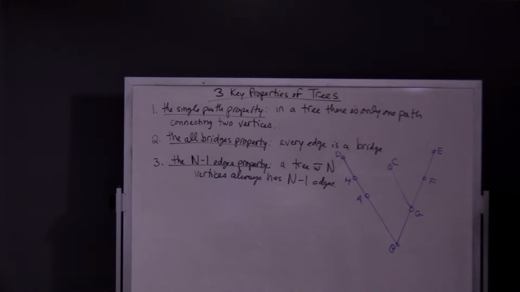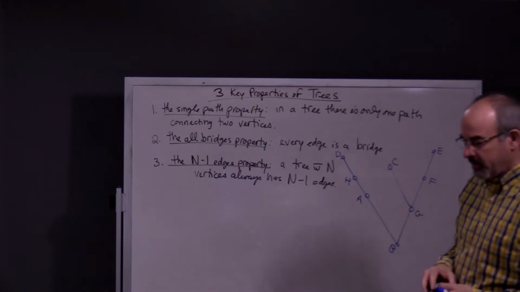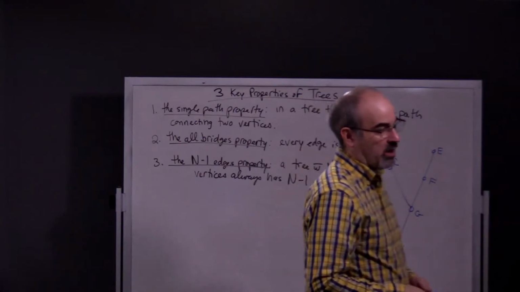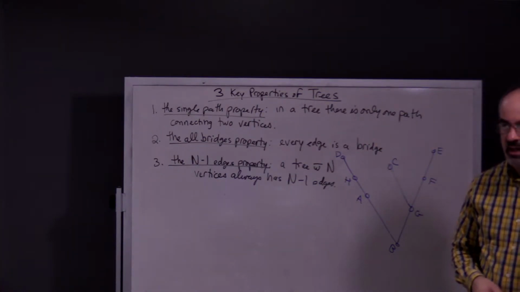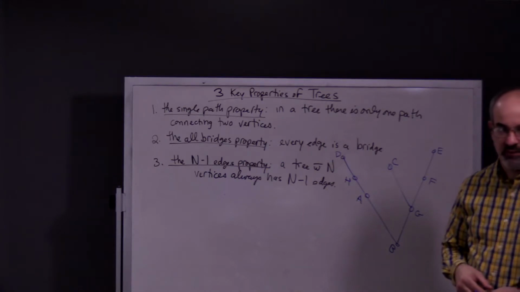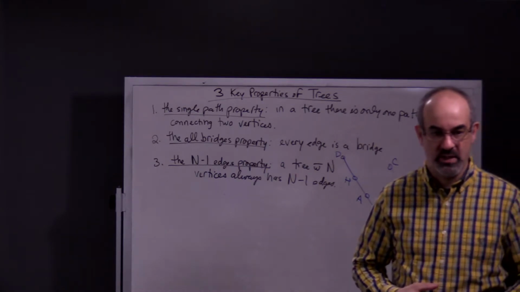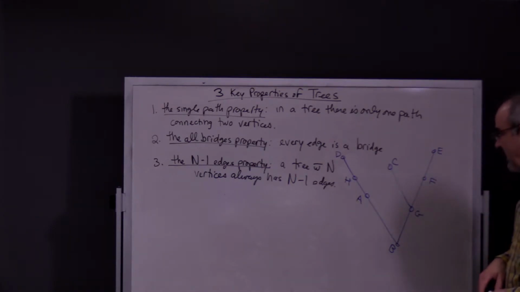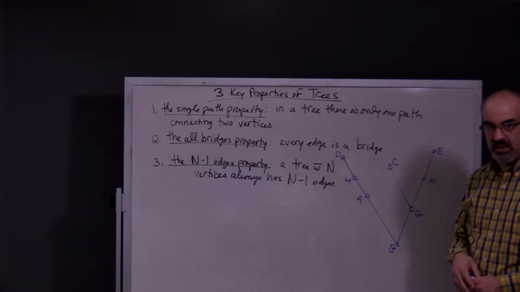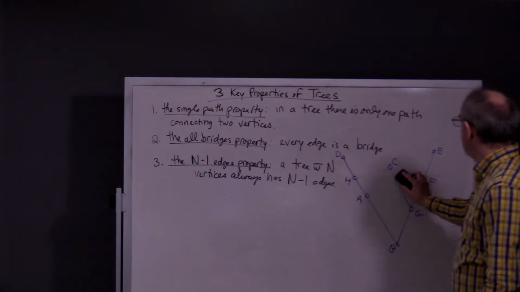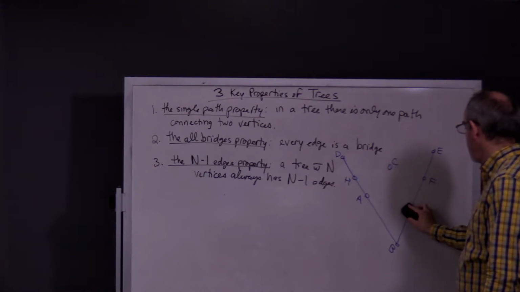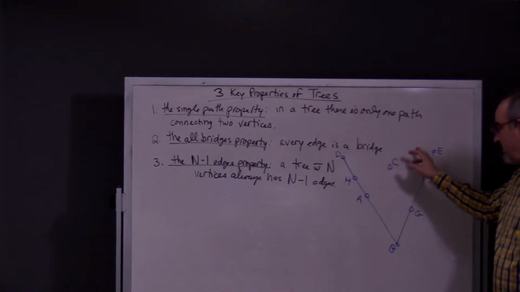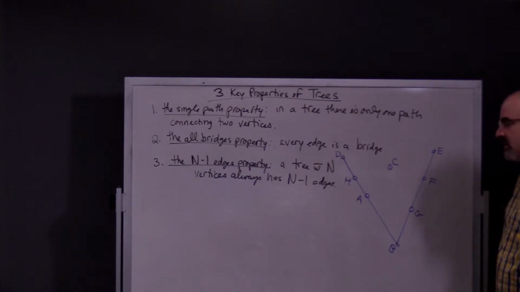Okay. The all bridges property. We didn't cover chapter 5 where they specifically talk about bridges, but a bridge in a graph is an edge that if you took it away, the graph would become disconnected. Okay? So it turns out in a tree, if you take away any edge, it's going to be a disconnected graph. So for example, if I took away this edge right here, this graph is no longer a connected graph. C doesn't have an edge going from it to any other vertex in the graph.